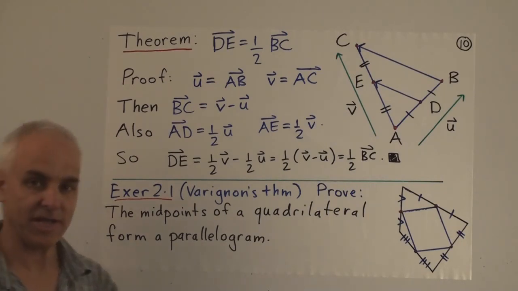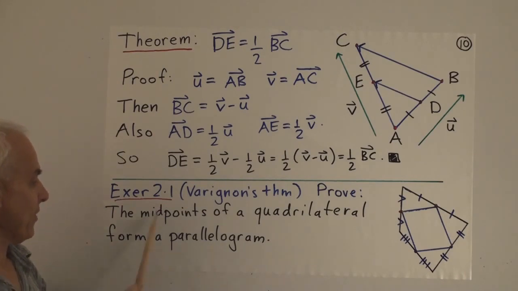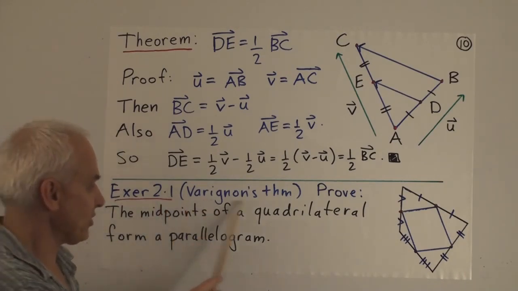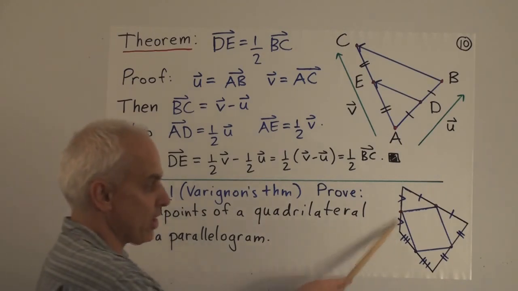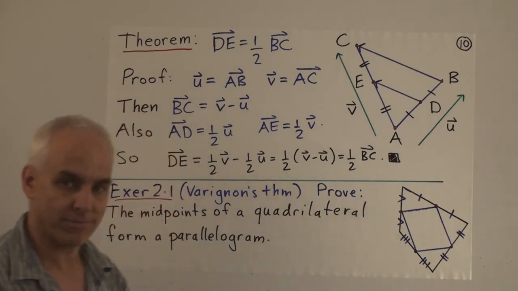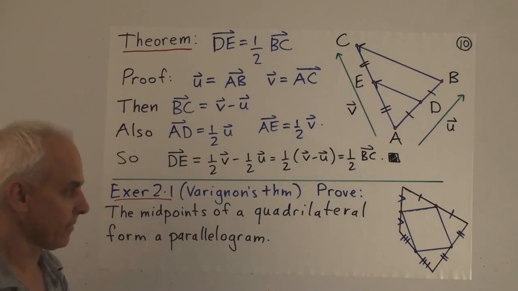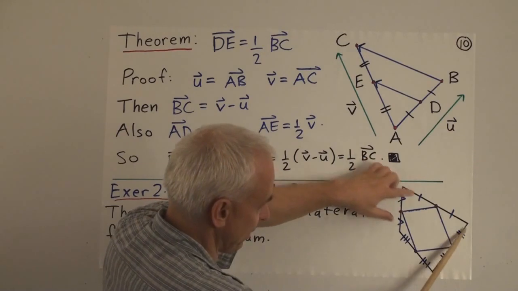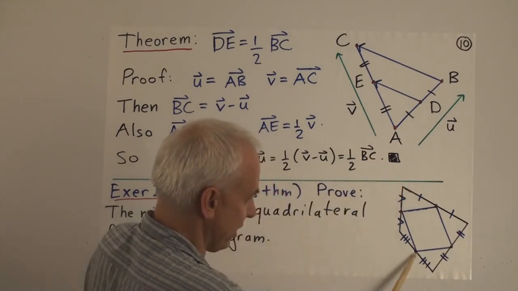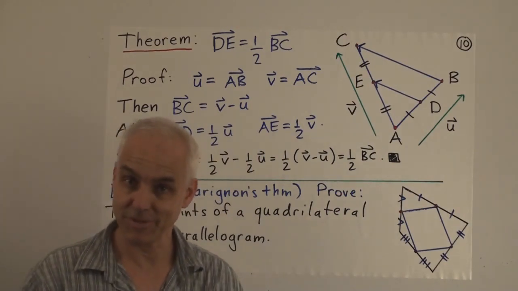All right, so that ends our lecture number 2. Here are a few exercises. The first one, exercise 2.1, is also called Varignon's theorem. So I want you to prove that if you have a quadrilateral, so 4 general points, then the midpoints of a quadrilateral form a parallelogram. So I'm taking on each side a midpoint, and they connect up to give a parallelogram. So you have to prove that.